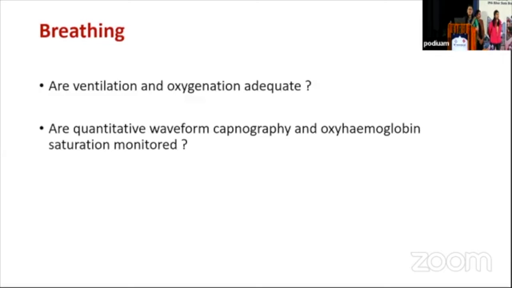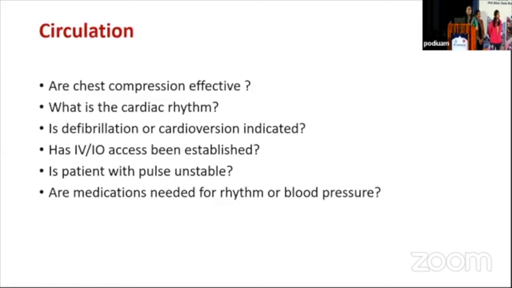Remember, oxygen is a double-edged sword. It is vital, it is required, but it can be toxic as well. So always give enough oxygen to maintain oxygenation between 90 to 94% in a conscious patient requiring support for airway and breathing. But in a cardiac arrest, always 100% oxygen. Okay, then we see the circulation. If the patient is in cardiac arrest, the circulation is assessed. How are we maintaining the circulation in cardiac arrest?